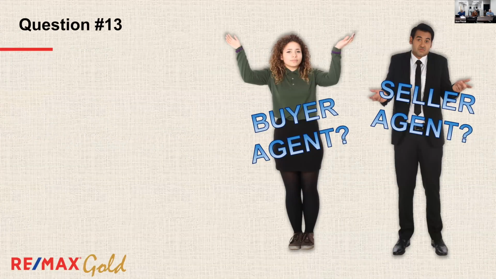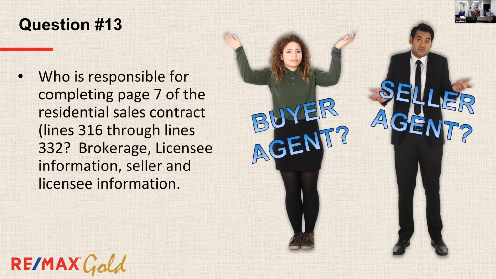Who's responsible for completing page 7 of the residential sale contract, meaning lines 316 through 332? Brokerage, buyer's licensing agent information, buyer's type of agent. The buyer's agent. Yes, sir. Yes, ma'am. I'm telling you, in this market, if you're in a multiple offer situation and you have an agent who doesn't complete that, I think you're starting off on the wrong foot by not doing your due diligence as a buyer's agent. It's your job. You're supposed to fill it out.